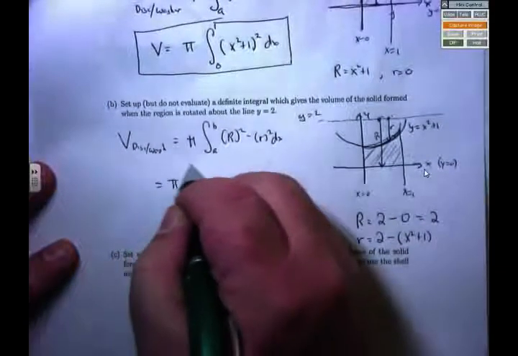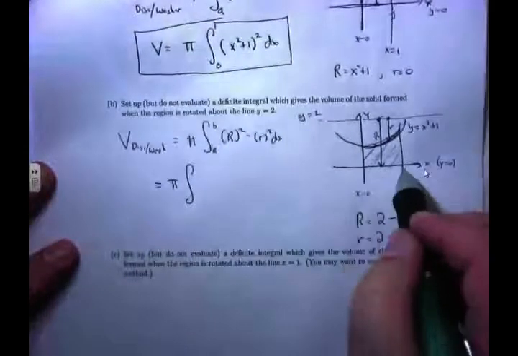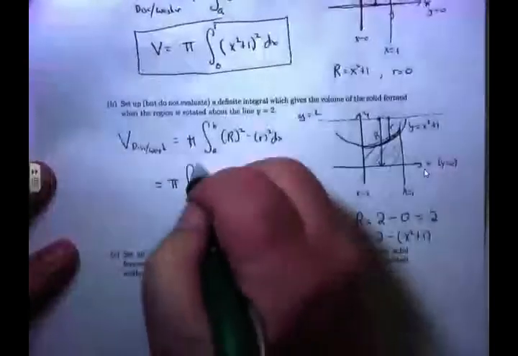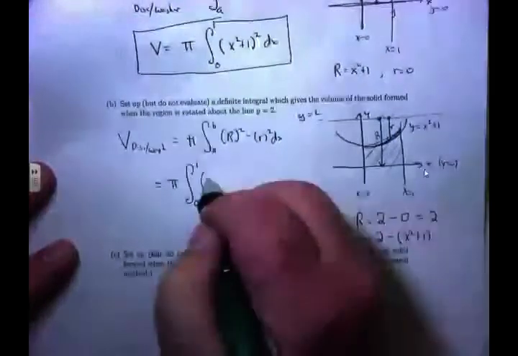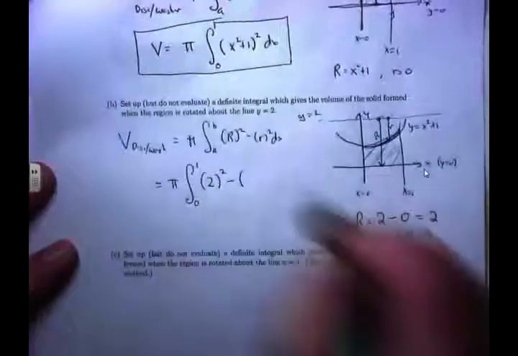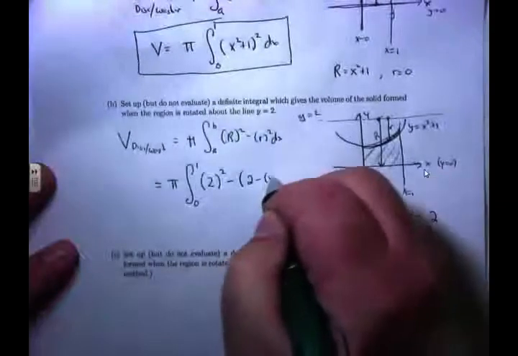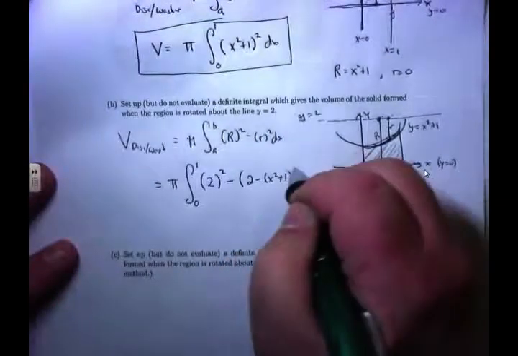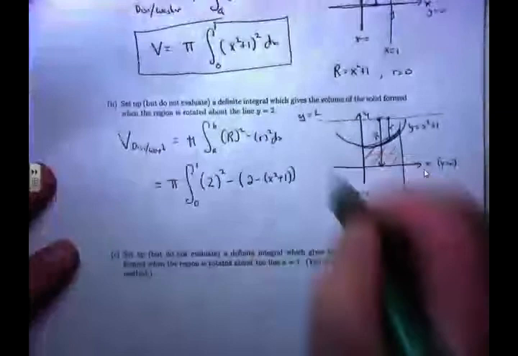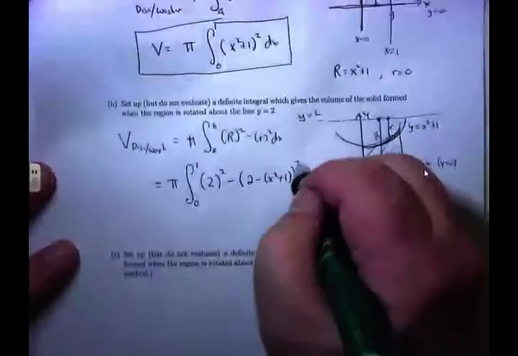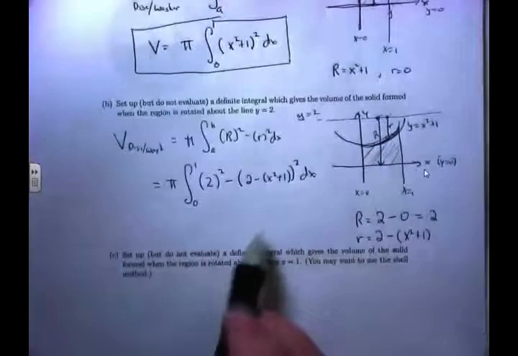So this is pi times the integral from, my bounds are still over my region, from 0 to 1, of the big radius, which is 2 squared, minus the little radius, which is 2 minus, parentheses, x squared plus 1, close parentheses, the whole radius, squared dx.